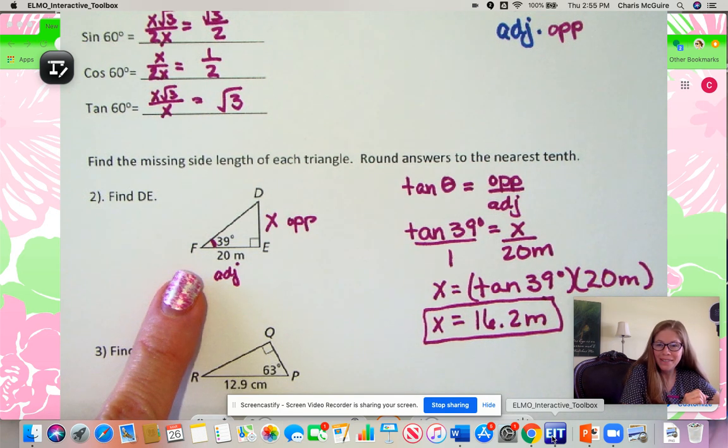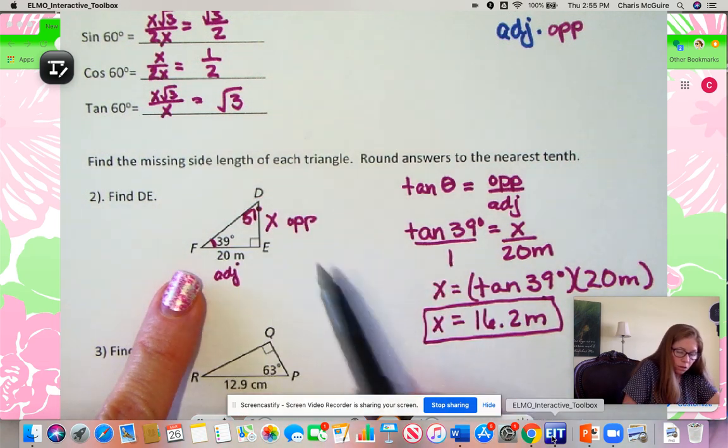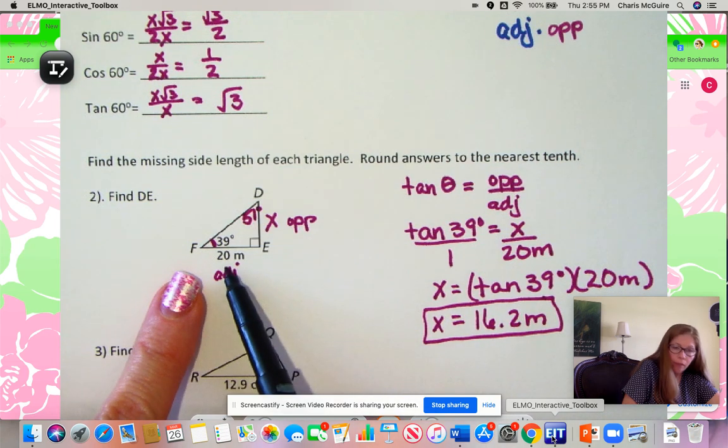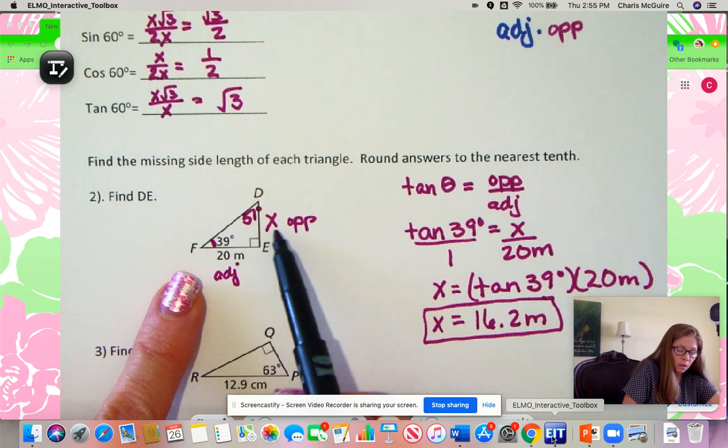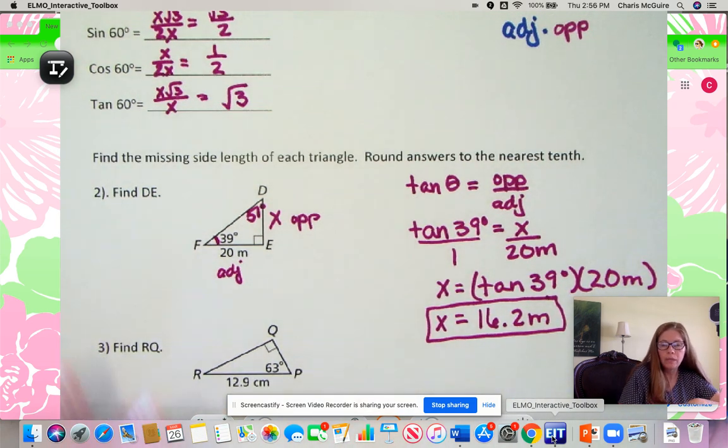Angle D, right? It should be 51 degrees. So you know that if this angle is larger, it will have a larger opposite side, right? So the 39 degrees is smaller, so it makes sense to have a smaller side. So just make sure that your triangle makes sense when you're looking at your answers.